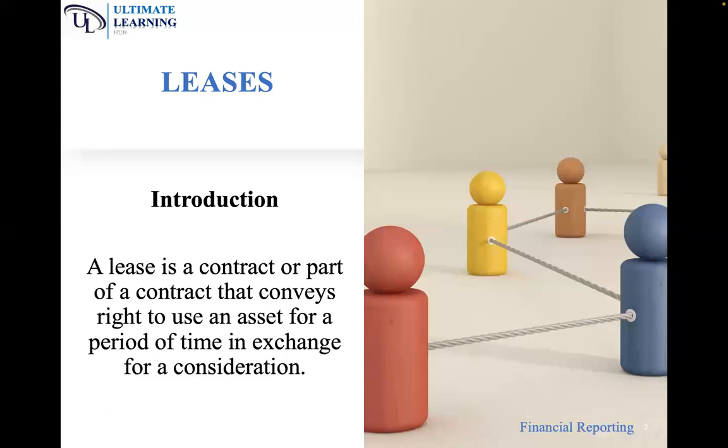So a contract must always be an agreement between two parties. Now, in leases, the contract is between two parties. One party is called a lessee and another party is called a lessor. So a lease is a contract between two parties. One party is called a lessee and the other party is called a lessor.